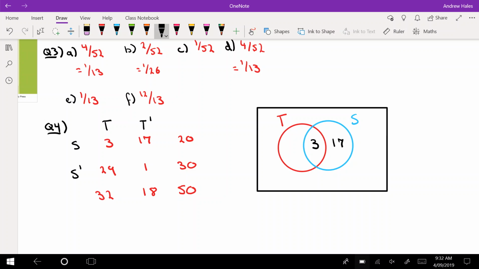People that like tennis but don't like squash, well, that's the intersection of T and S complement. That's 29. And then outside is just 1.